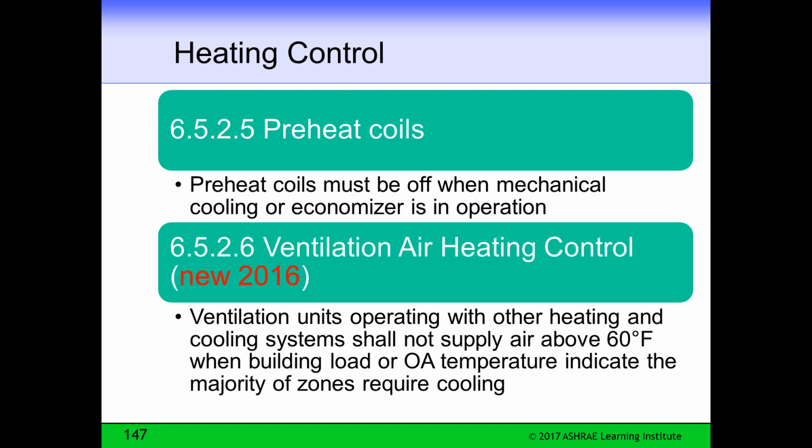Ventilation air heating control. Ventilation units operating with other heating and cooling systems shall not supply air above 60 degrees when building load or outside air temperature indicate the majority of the zones require cooling. So what we're talking about here is a DOAS system, especially if you're running it parallel out to the room.